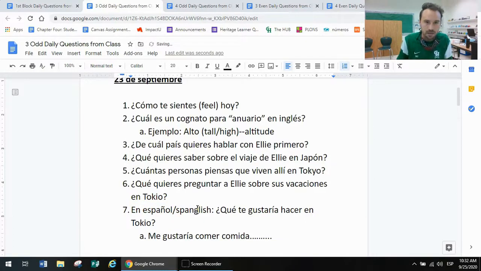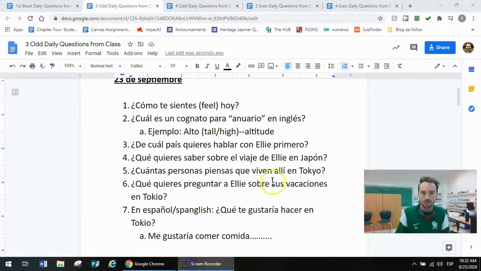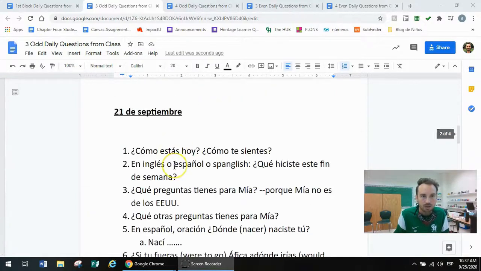When I say in Spanglish, I mean if you know most of the sentence in Spanish, you should put most of the sentence in Spanish. But if you need to use a word or two in English because you don't know it in Spanish, then keep the rest of the sentence that you know in Spanish, but say a word or two in English if you need to. All right.